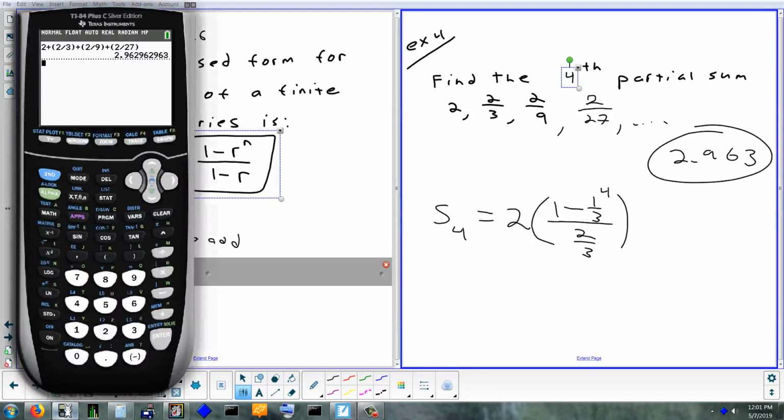Let's see. I'm going to do this kind of one step at a time. So the numerator is 1 minus 1/3 to the 4th. So all I did was the top. I'm going to divide that number by 2/3. And now the last thing I'm going to do is double it. Times 2. And I get exactly the same thing. 2.962.